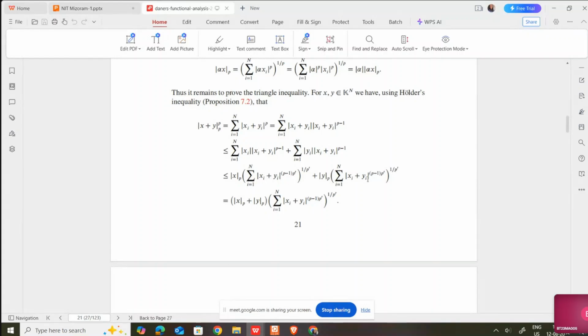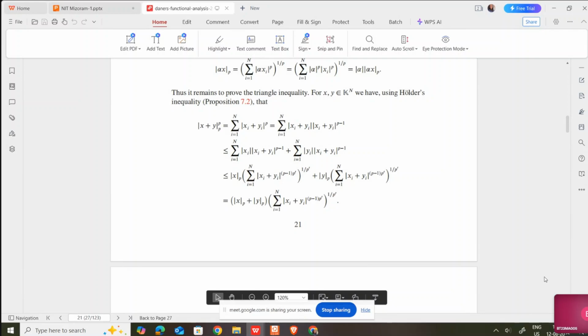This term is common to both. Take that common term. What do you get here? From the first term, you get norm of xp. From the second term, you get norm of yp. Only thing is, almost we are done, right? Except that we need to have some power here. So this one, we want to get rid of it. All right. How do we get rid of that?